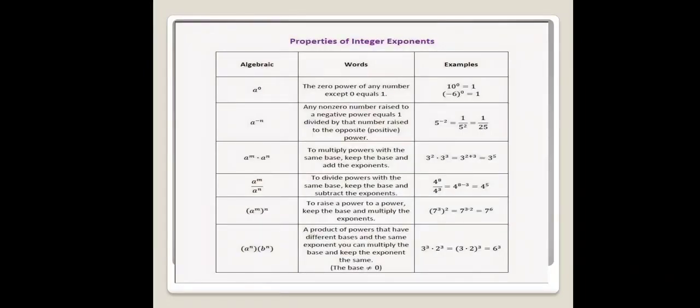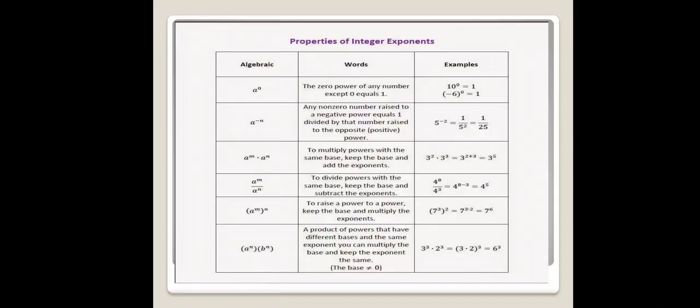Properties of integral exponents. The zero power of any number except 0 equals 1. Example number 1: the zero power of 10 is equal to 1. Example number 2: the zero power of minus 6 is equal to 1.